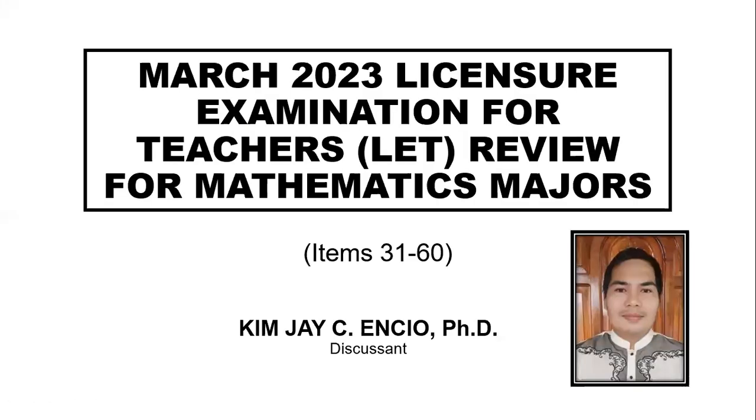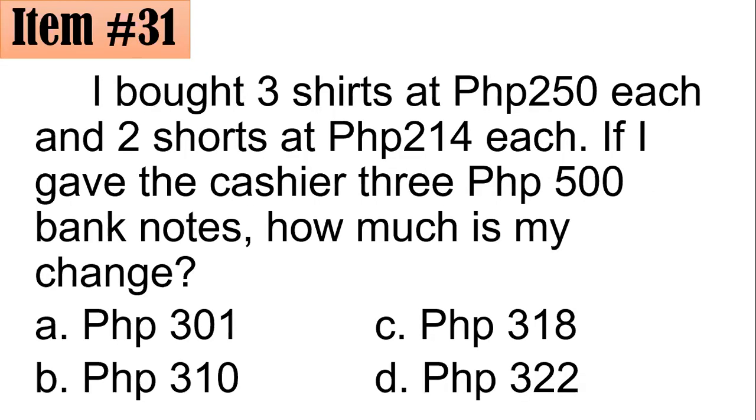Okay. So let's have now the discussion of items 31 to 60, and this meeting is being recorded as well. Let's have item number 31. I bought 3 shirts at 250 pesos each and 2 shorts at 214 pesos each. If I gave the cashier 3 500 peso banknotes, how much is my change? What's your answer po? Did you go for A, B, C, or D?